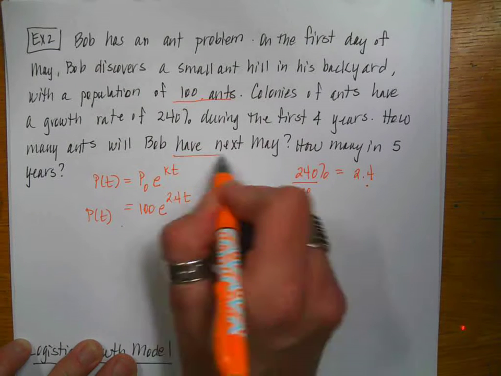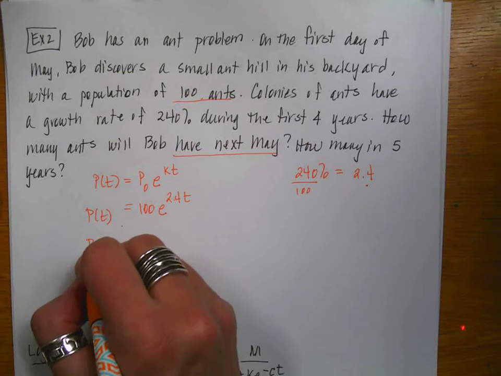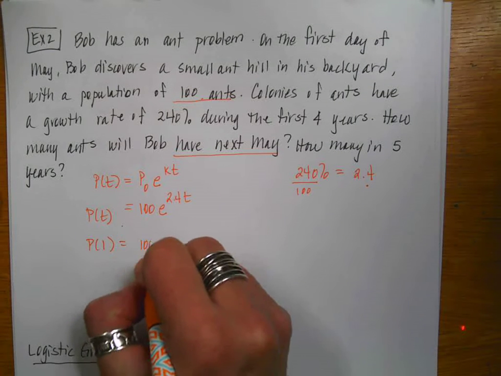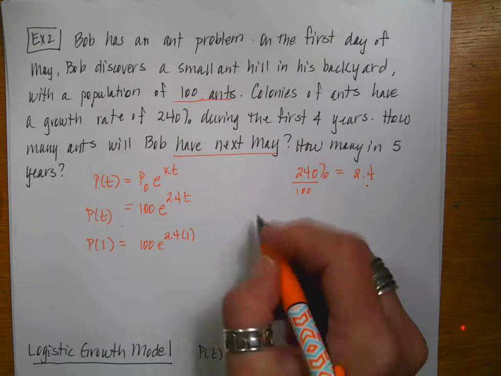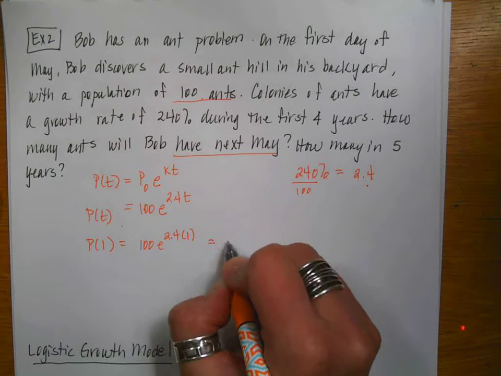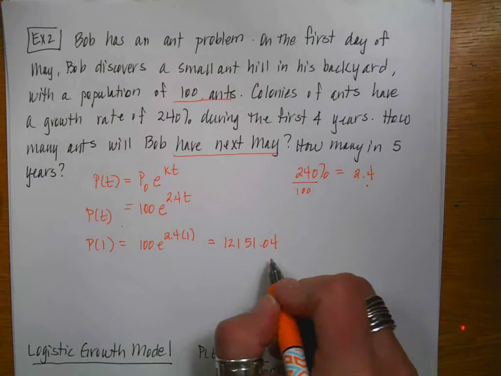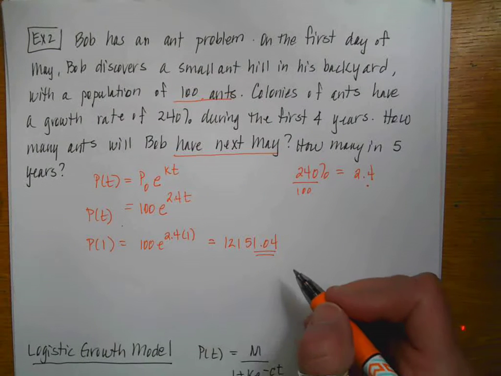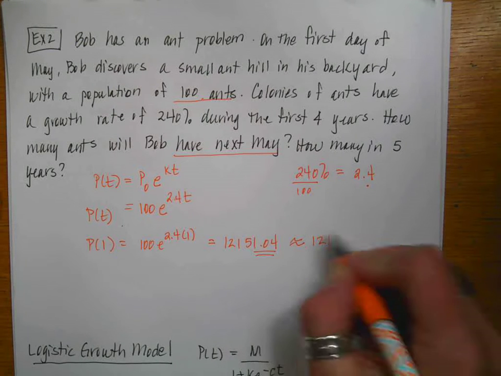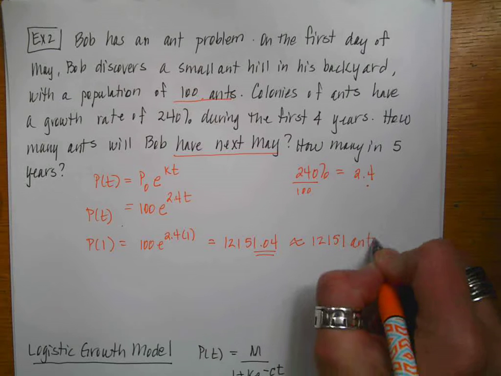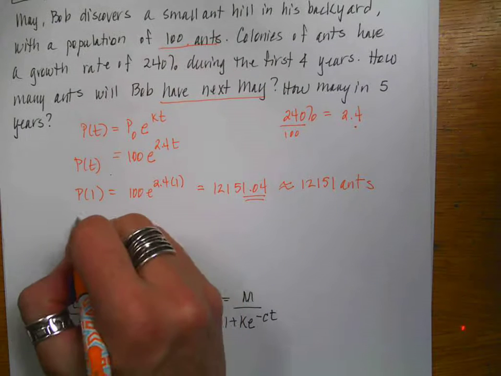So then the next question, it says, how many will he have in May? So May is going to be 1 full year. So P of 1 is going to equal 100e to the 2.4 times 1. And again, I would put that in my calculator. And when I do, I get 271.8 ants, about 12151.04. Now, because we're talking about creatures, we can't have 0.04 of an ant. That would be gross. So instead, I'm going to round. This is a small number, so I'm going to round down. And that would be how many ants I have after a year.